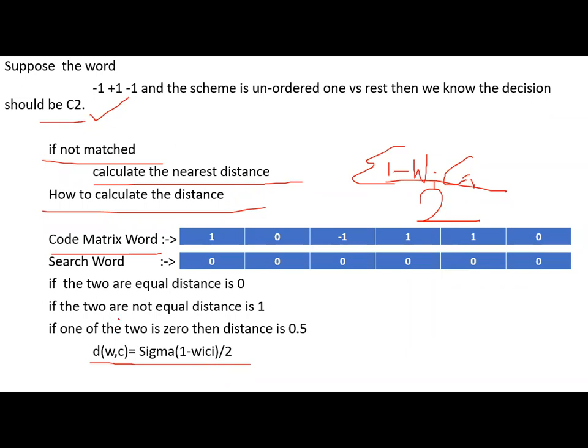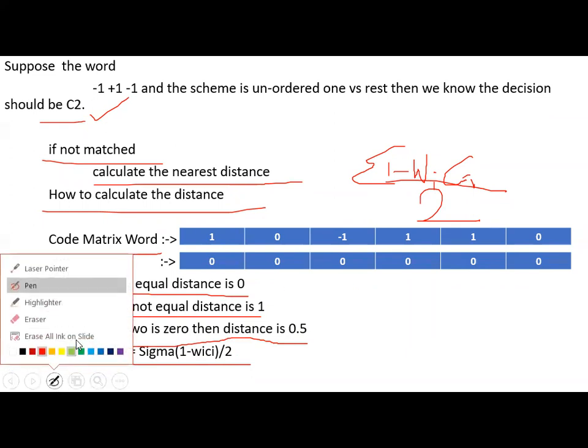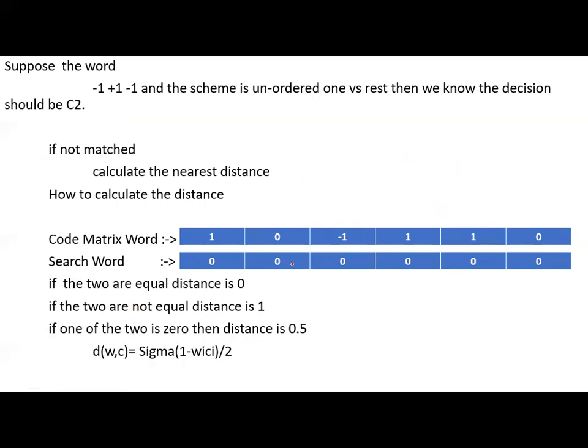This is very important. Very easy. You need not go with multiplication calculation. This is the very fundamental: if the two are equal, the distance is 0. If the two are not equal, the distance is 1. If one of the two is 0, then the distance is 0.5. Very simple. Let us now calculate a real problem with all these things.